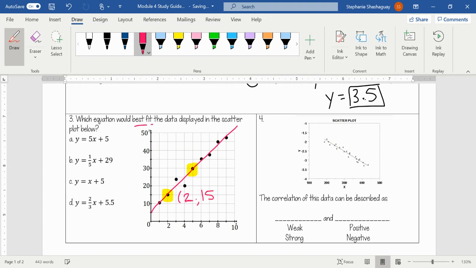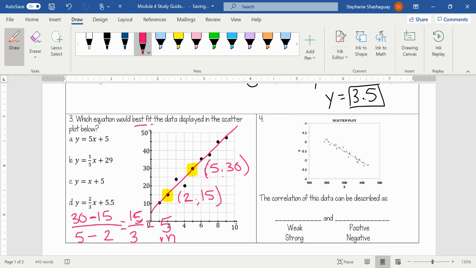So in this example, I can use the point (2, 15), and this is the point (5, 30). If I select those 2 points to find my slope, then I would do 30 minus 15 over 5 minus 2. And so I'm going to get 15 over 3. And 15 divided by 3 is equal to 5.